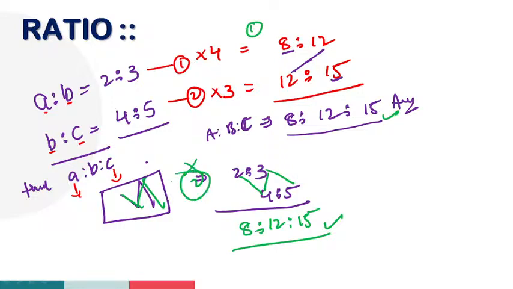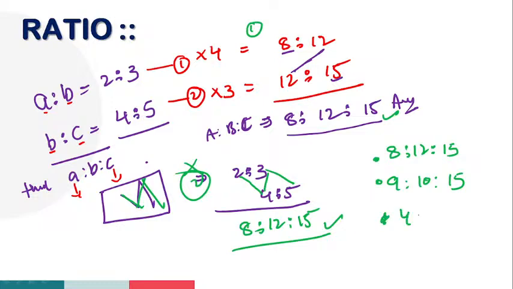And coming to the next method, I think no need for pen and paper. If we observe the problem a little clearly, that is enough. For example, in an exam, maybe 4 or 5 options are given. First option 8 is to 12 is to 15, second option 9 is to 10 is to 15, third option 4 is to 7 is to 12, and fourth option none.